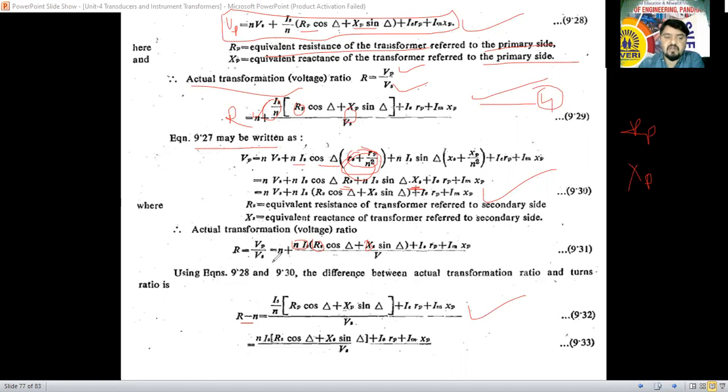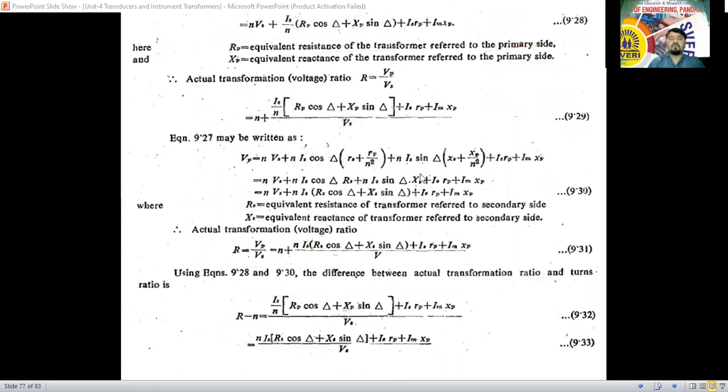Next, for this one, R equal to N is there. This N you send to this side, it will become R minus N. That is NIS RS cos delta plus XS sin delta plus IE RP plus IM XP divided by VS here. Now, these two are the transformation equations of the potential transformer.